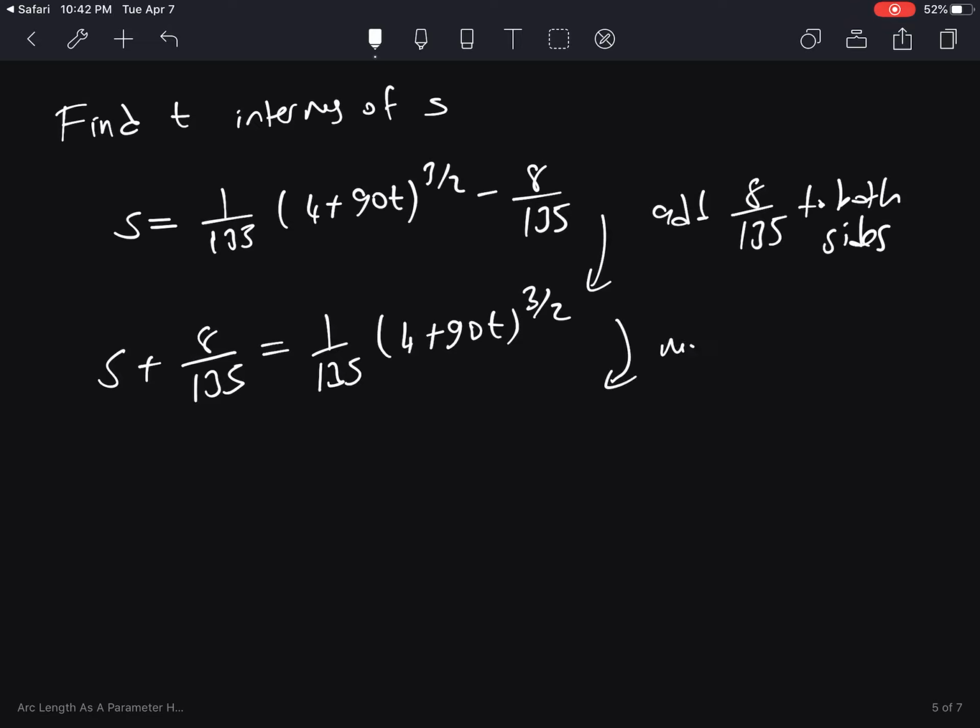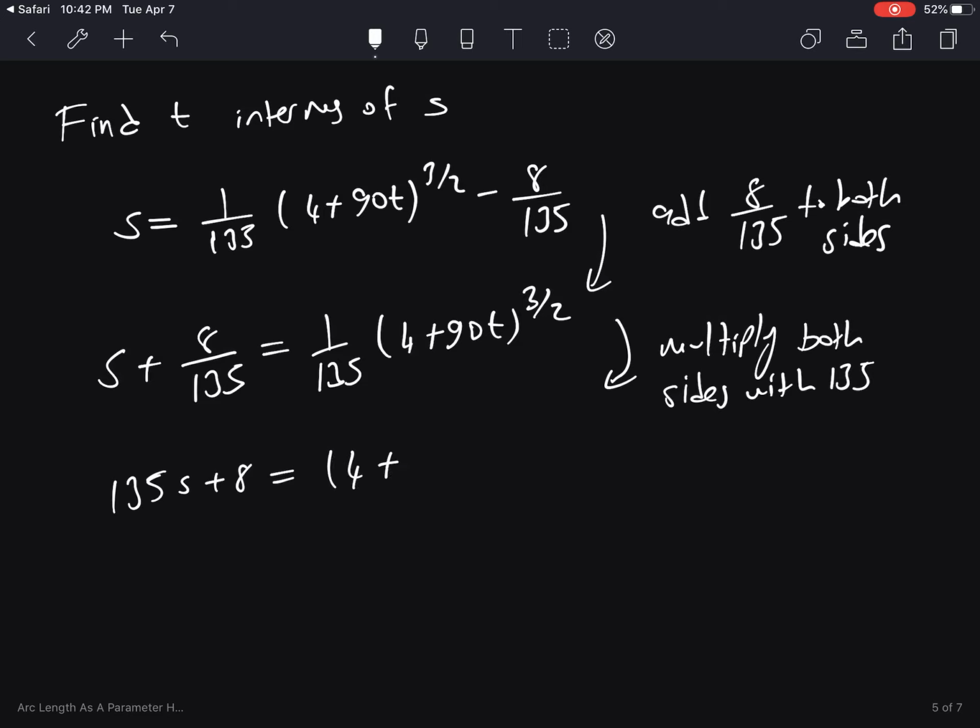Okay, now let's multiply both sides with 135 because we want to get rid of this denominator here. Okay, so it's going to be 135s plus 8 equal to 4 plus 90t to the 3 over 2.